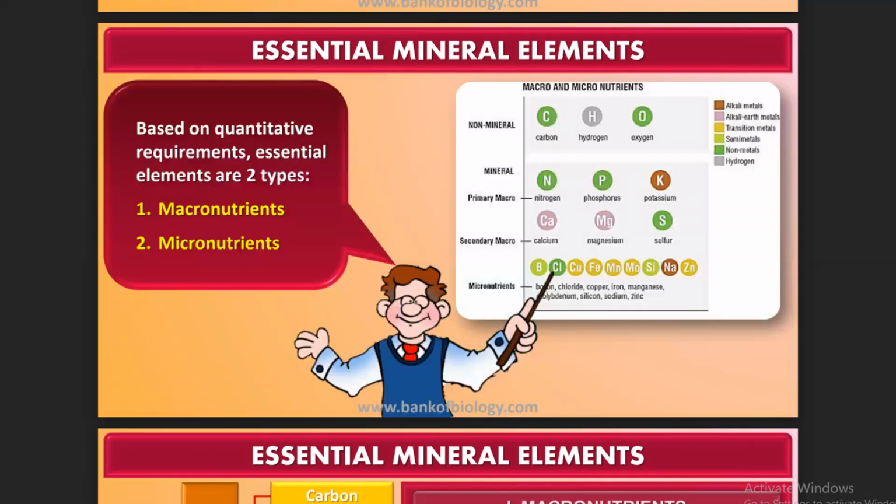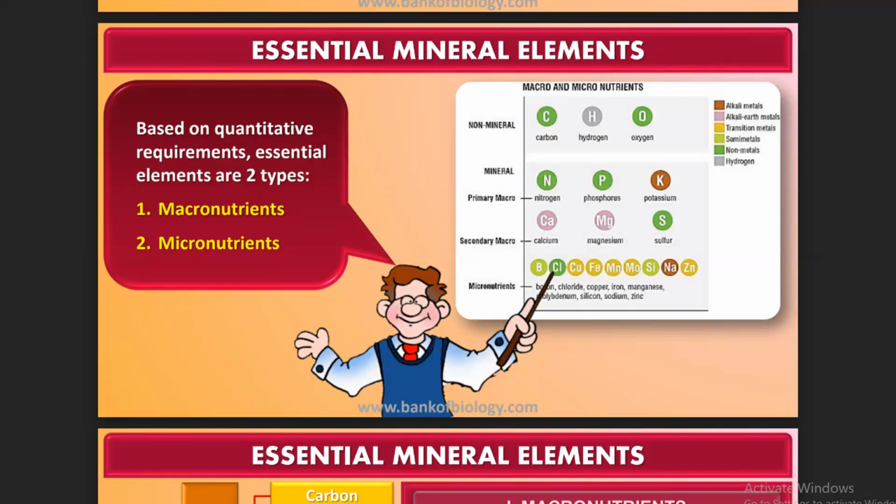Next is essential mineral element. Based on the quantitative requirements, essential elements can be classified into macro and micronutrients. Okay, based on the quantity. If it is required in more quantity, it will be considered as macronutrient. If it is required in less quantity, we will call it as micronutrient.